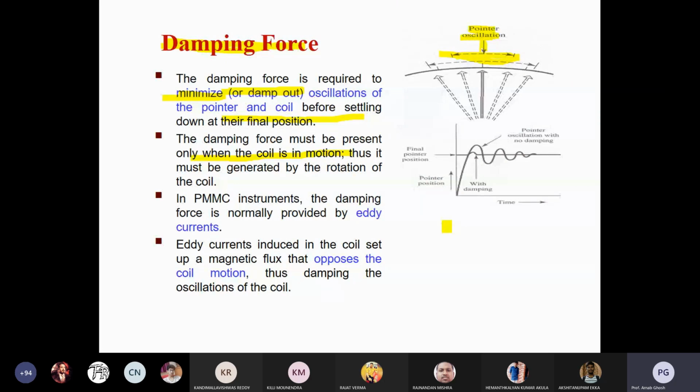Okay, that's why it is important. The eddy current is induced. Eddy current induced in the coil sets up a magnetic field that operates the coil motion. So definitely it is simple, like the DC motor principle.